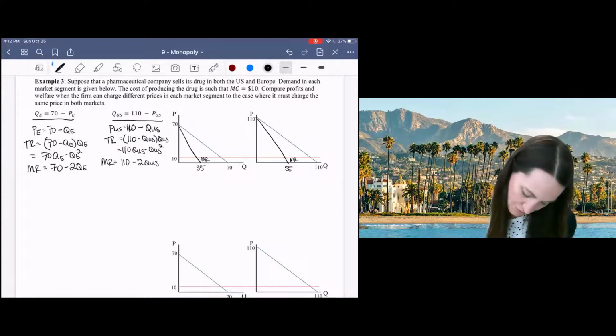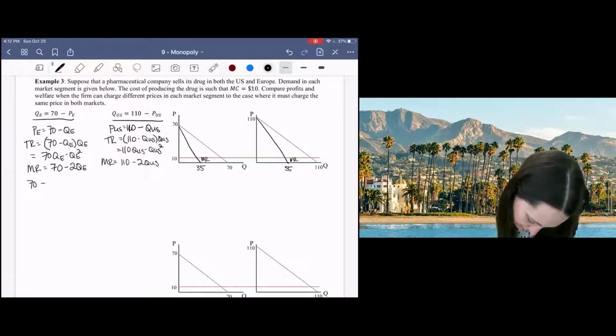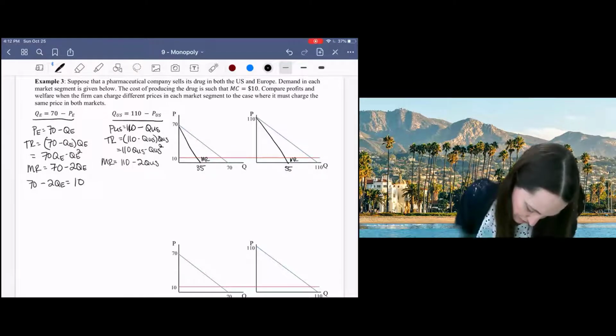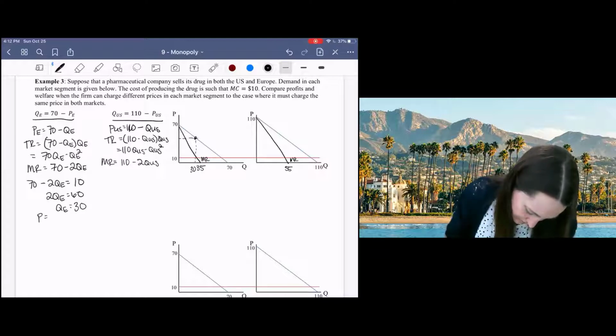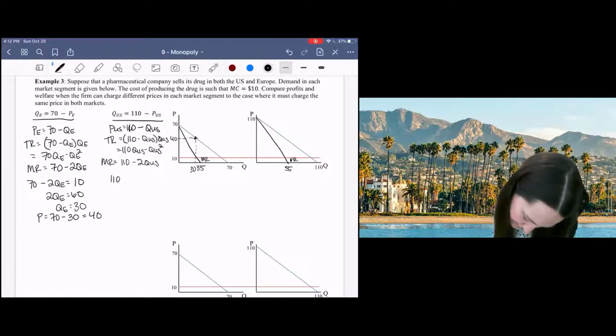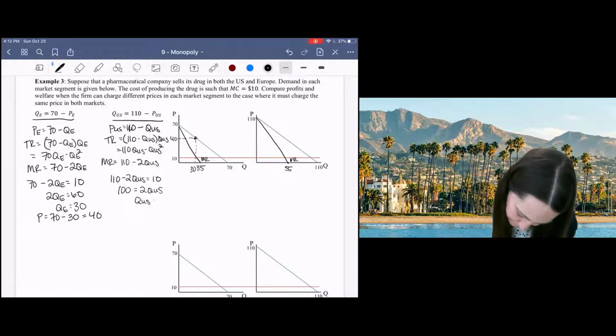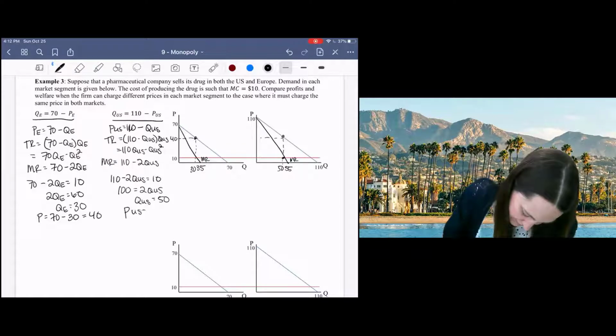So now in each market, we will maximize profit. If we set marginal revenue equal to marginal cost, then we can solve for the monopoly quantity in each market. So in Europe, we will want to sell 30 units, charging a price of 40. And in the US, we want to sell 50 units, charging a price of 60.